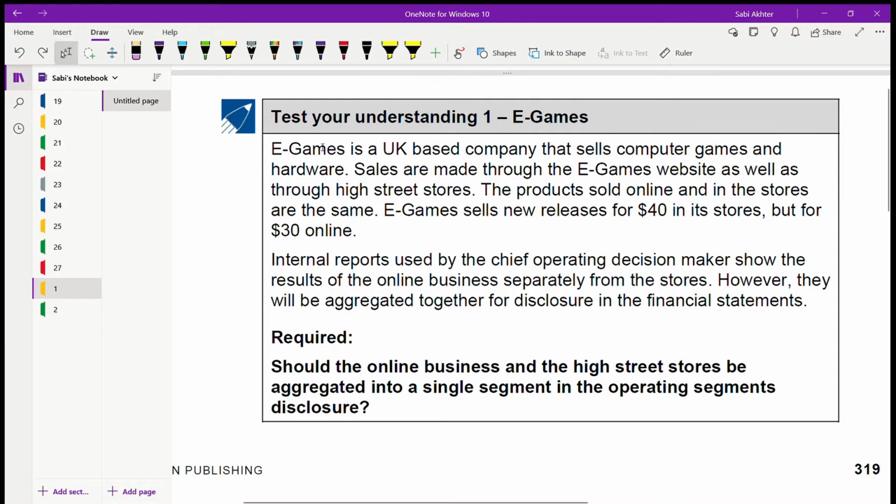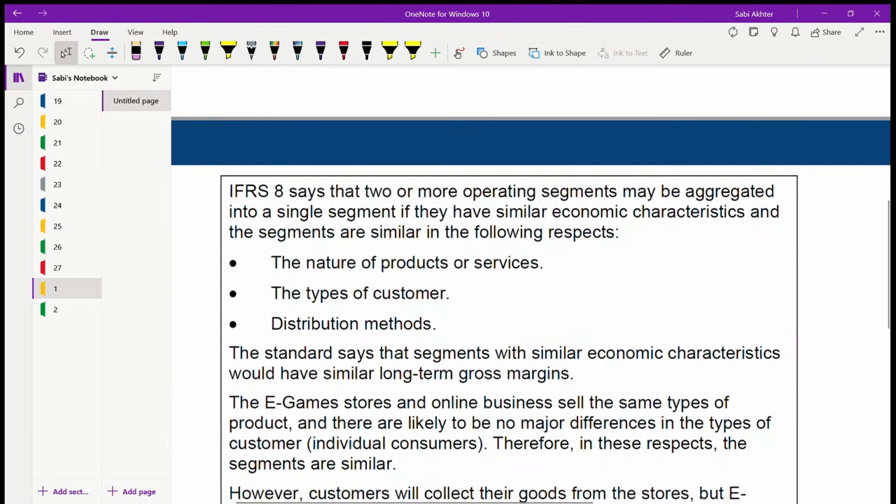Test your understanding 1. eGames is a UK-based company that sells computer games and hardware. Sales are made through the eGames website as well as through high street stores. The products sold online and in the stores are the same. eGames sells new releases for 40 in stores but for 30 online. Internal reports used by the chief operating decision maker show the results of the online business separately from the stores. However, they will be aggregated together for disclosure in the financial statements. Should the online business and the high street stores be aggregated into a single operating segment disclosure or separately? So how do you answer this?